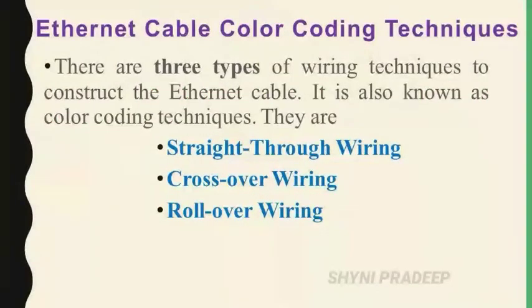And next topic is Ethernet cable color coding techniques. There are three types of wiring techniques to construct the Ethernet cable. It is also known as color coding techniques. They are straight through wiring, crossover wiring and rollover wiring. Let us discuss them one by one.